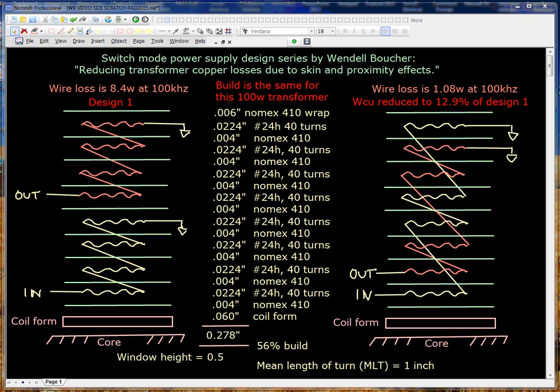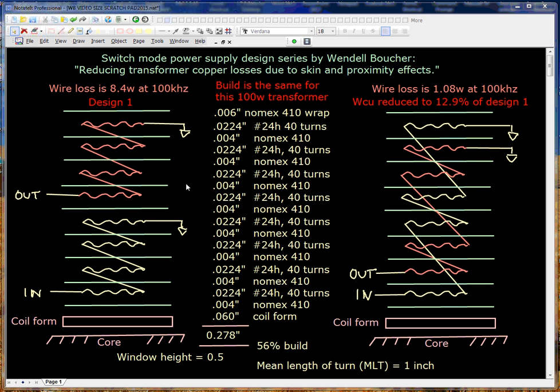What we are showing you here are two winding configurations with exactly the same winding build, which means the dimensions of the transformers are identical. If you look on the left, you'll see that the wire loss, copper loss, is 8.4 watts at 100 kilohertz at that single frequency. And on the right, you see the same build, but a different winding configuration. And you can see that the wire loss here is 1.08 watts at 100 kilohertz. That's a reduction to 12.9% of the copper loss of this configuration, which is significant.